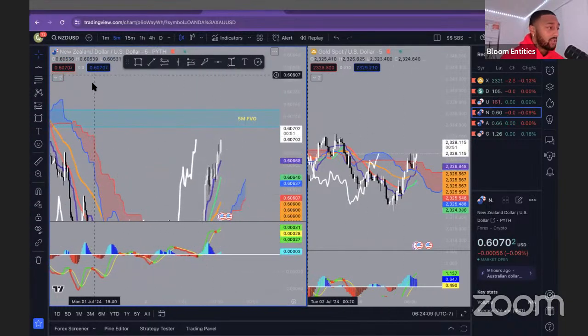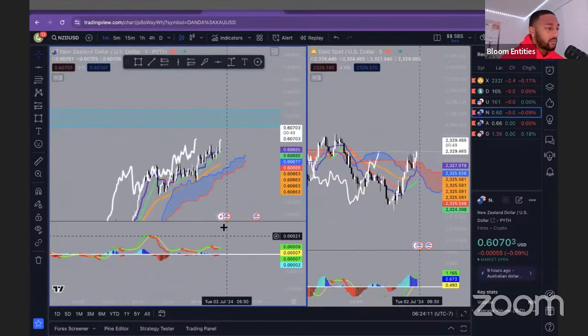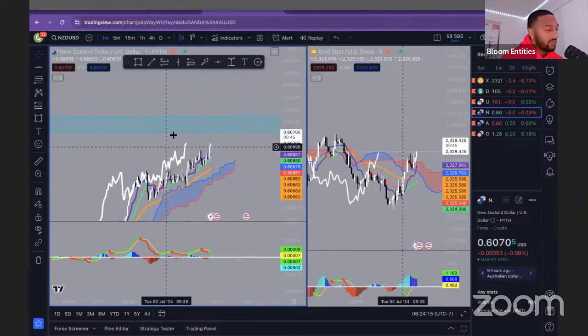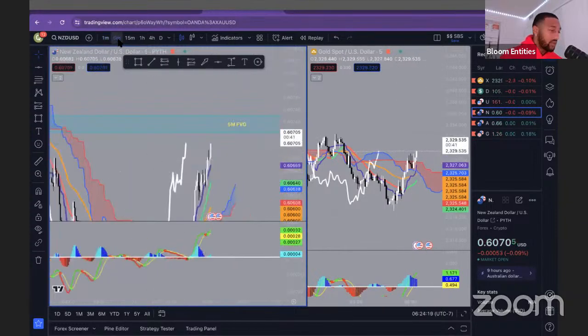I like the momentum build up. And you're looking at my 1 minute, just got a fresh green dot. I feel like we have good momentum to get up into this 5-minute area of inefficient price. That's my play here.